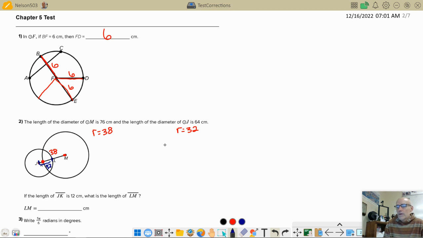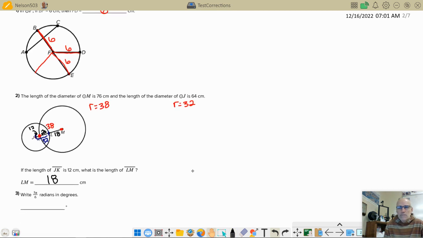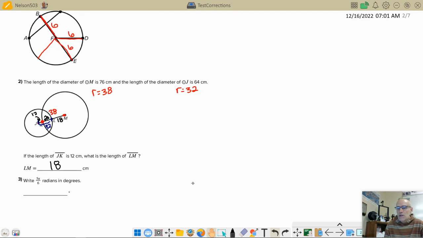Okay. Now let's see. It tells me JK is 12 long. So that means that this piece right here is 12 long. Well, wouldn't it take me 20 right here? Wouldn't it take me 20 to get the rest of the way of the 32? Right? So if there's 20 right in here and the whole radius is 38, well, this part over here is 18. So as you kind of walk your way through that, that's called deductive reasoning. That's what we're trying to get better at, the ability to look at given information and just make conclusions based off that given information.